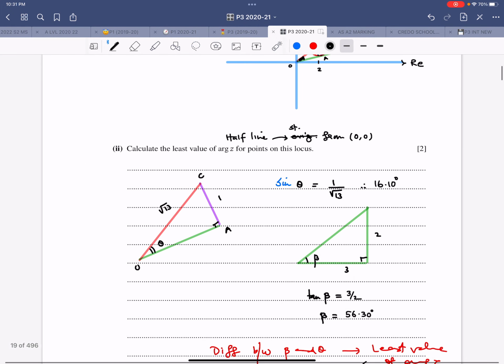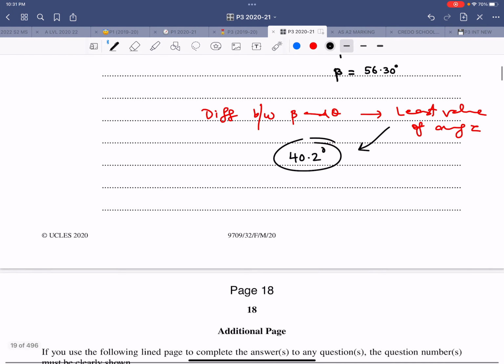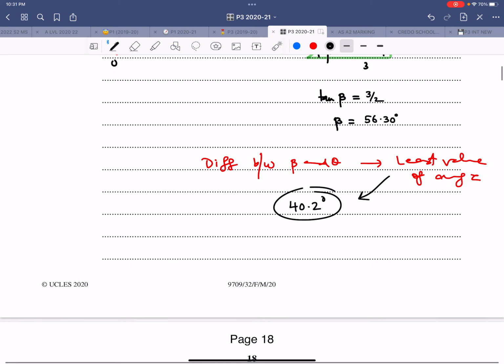So now this is P3, and it takes time and dedication and courage to do a whole paper. So we are done with February, March 2020, one variant, and see you next time.